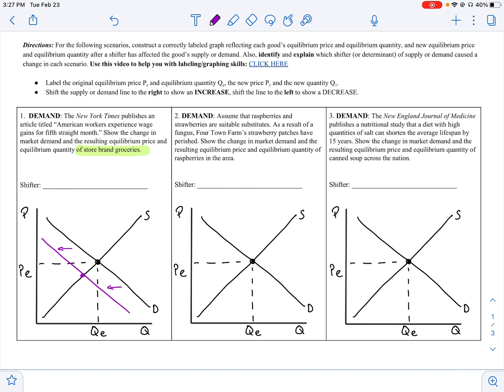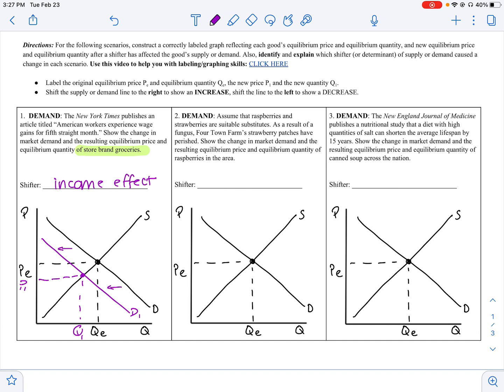We would have a new intersection point there, P1. Sorry if these are a tiny bit crooked, it's a little difficult on the iPad. And then we're going to use a little subscript of 1 on all of our new axes points and curves. So demand 1, P1, and Q1. And that is due to the income effect.